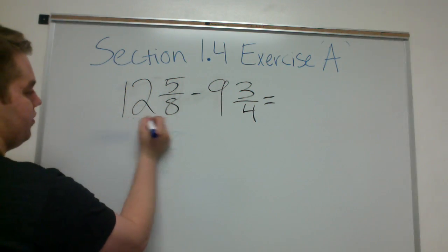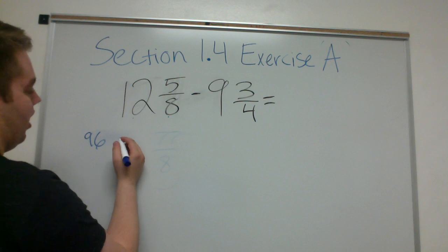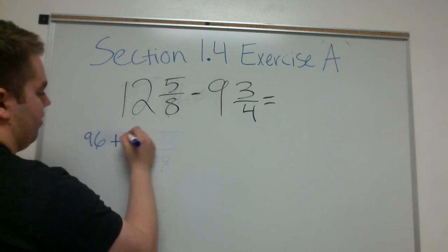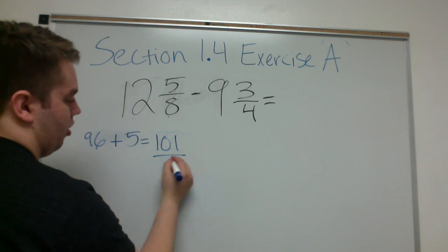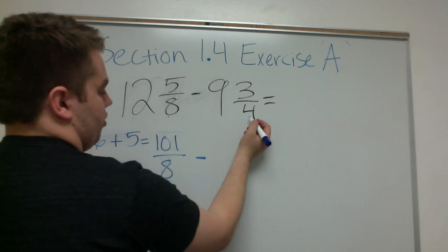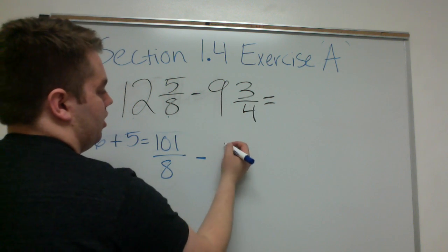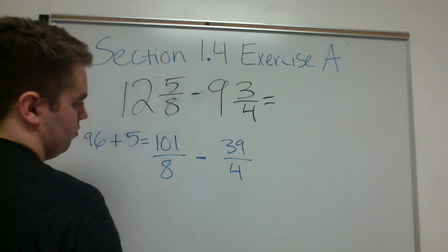I'm going to do 12 times 8, and that's going to give me 96. And I'm going to add 5, and that should give me 101. And then I put it over the denominator. Let's do this one. 9 times 4 is 36, plus 3 is 39 over 4.